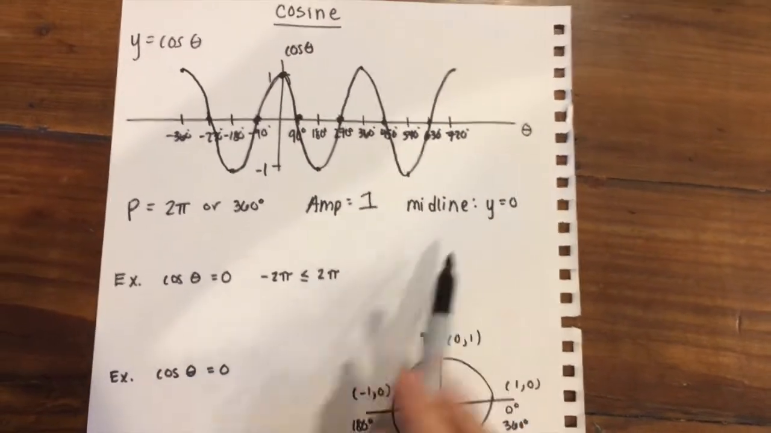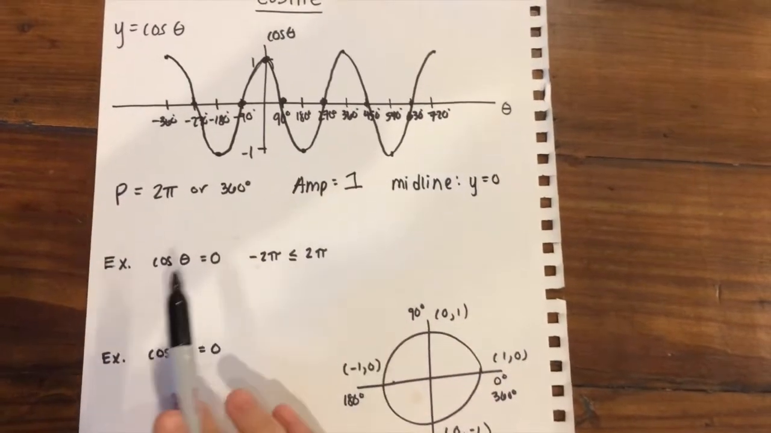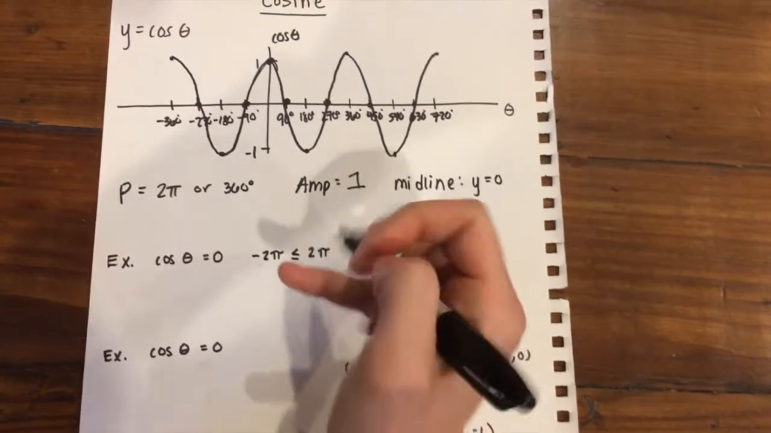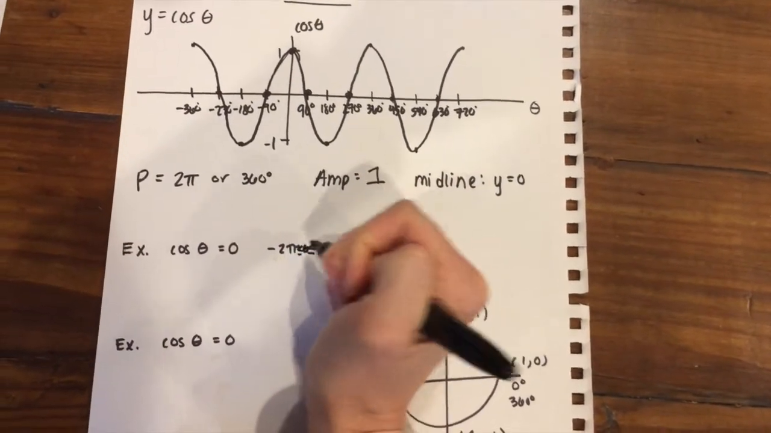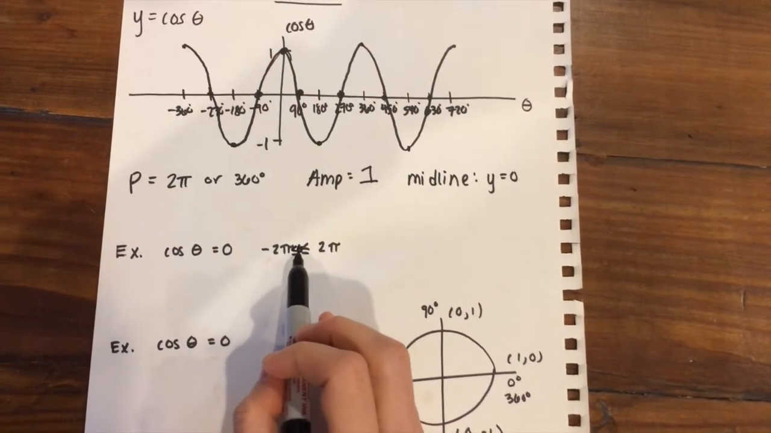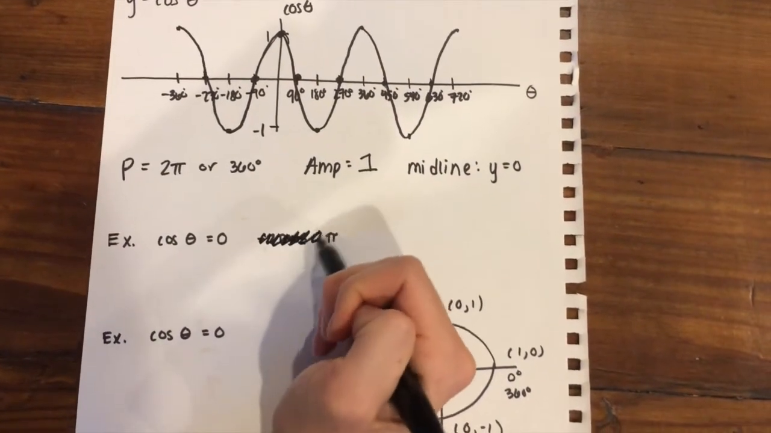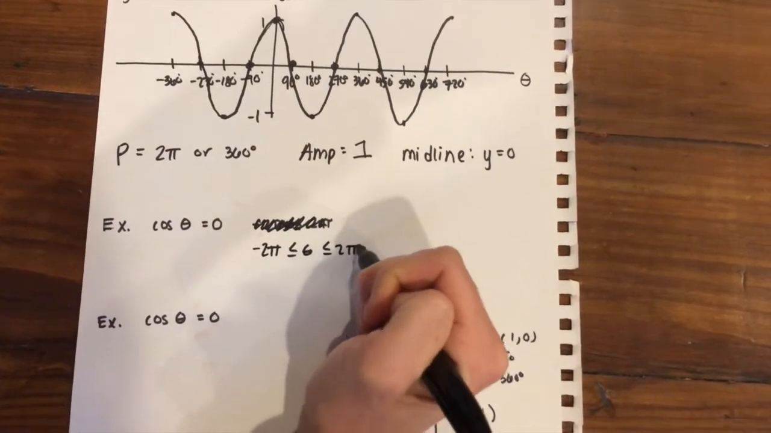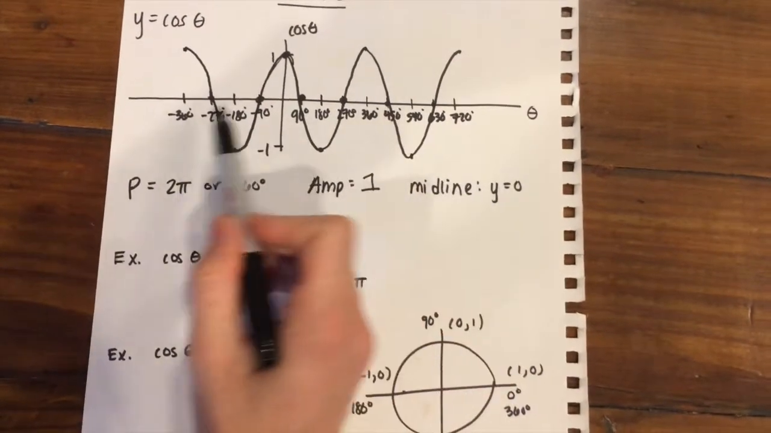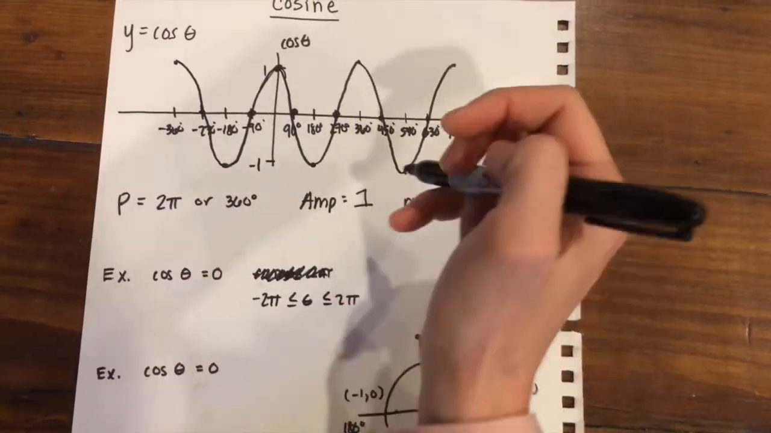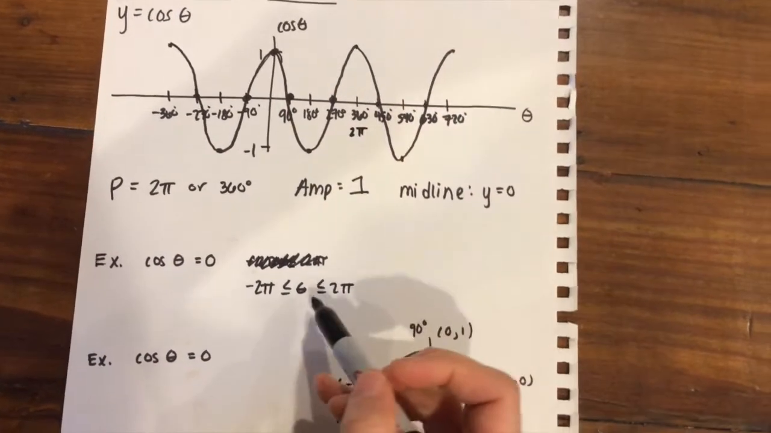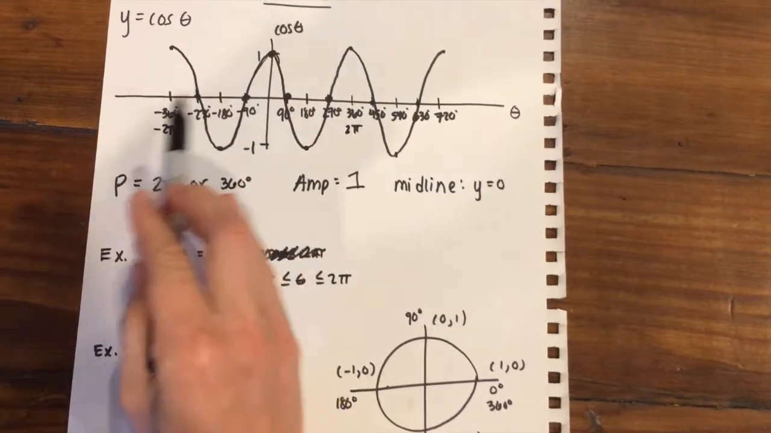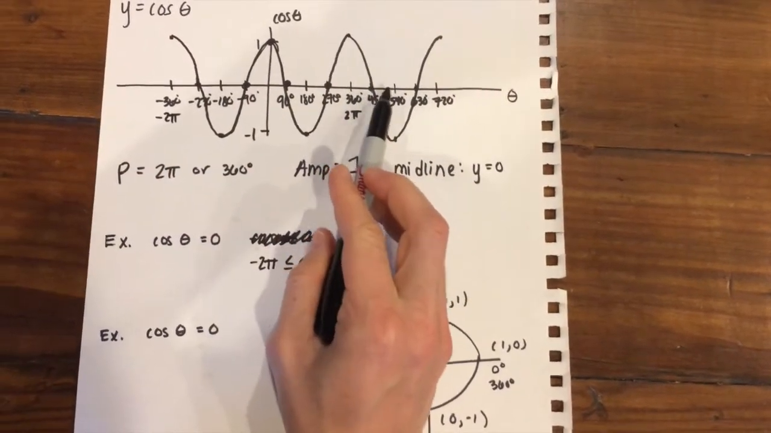All right, so that's that. Now let's look at these two examples. So we've got where does cosine equal 0? And it's wanting this when negative 2 pi is less than or equal to theta, which is less than or equal to 2 pi. So here I have it marked in degrees, but I know that 2 pi is the same thing as 360, and negative 2 pi is the same thing as negative 360. So it's asking me solutions within this domain.